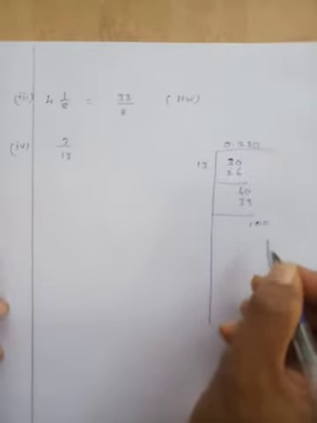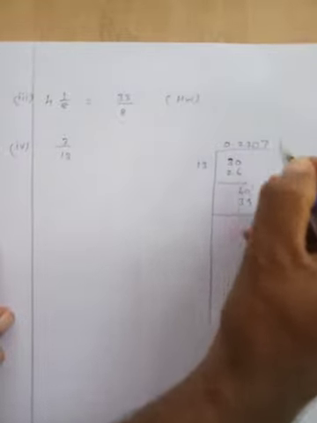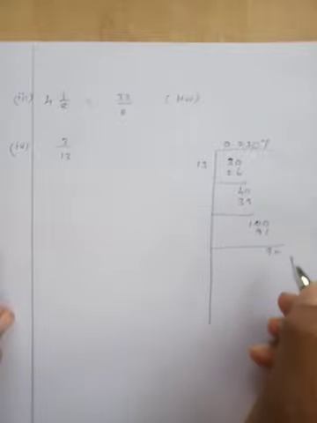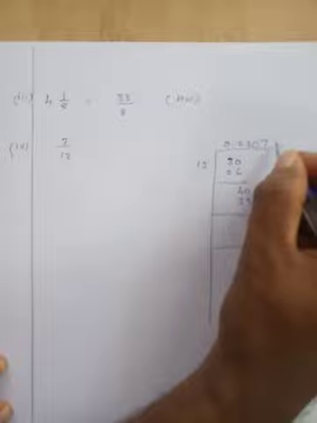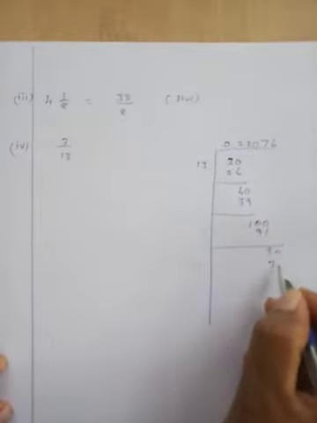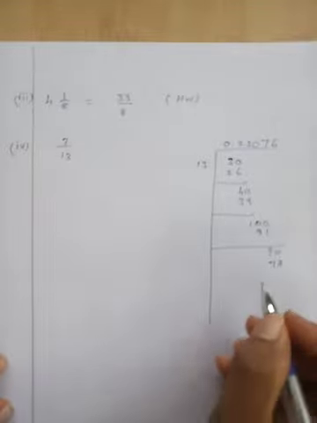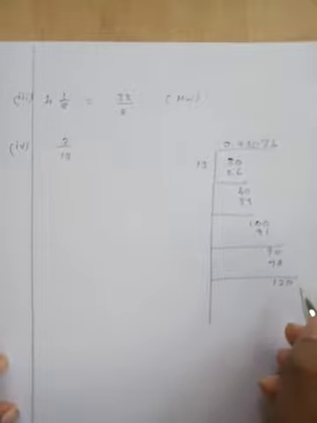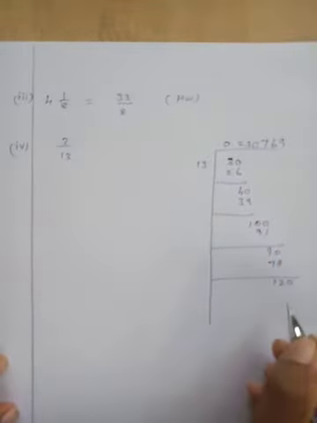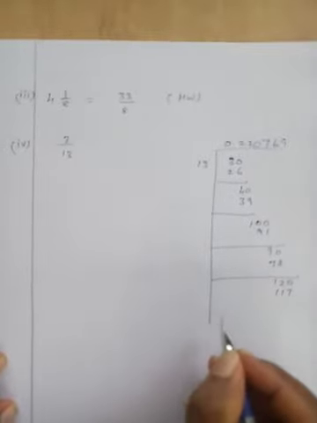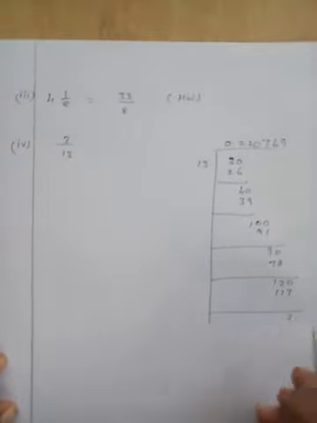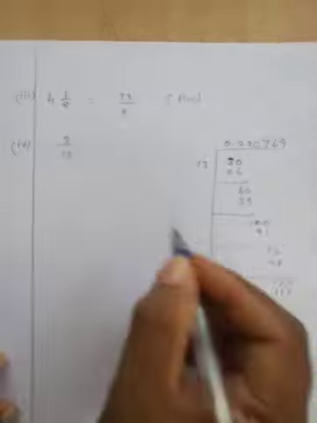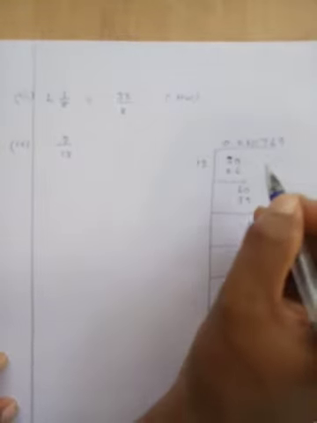7 times 13 is 91, remainder 9. 90, 6 times 13 is 78, remainder 12. Then 120, 9 times 13 is 117, remainder 3. So 30. Again the remainder is 3, so the same decimals are repeated again. So stop the process.